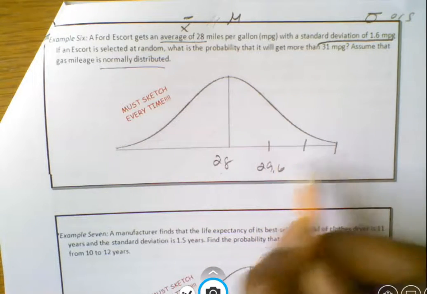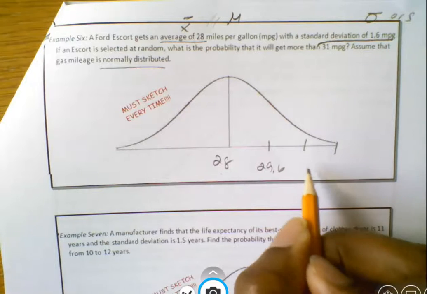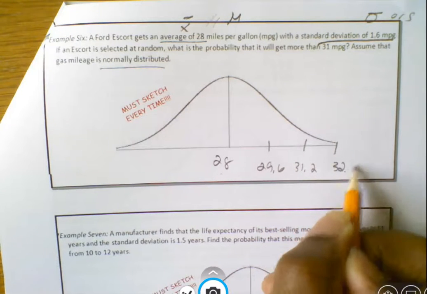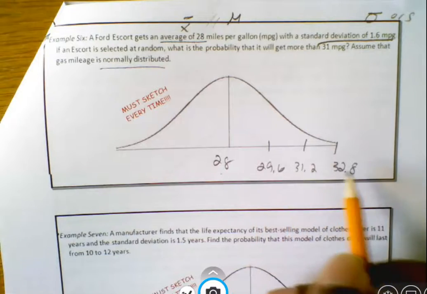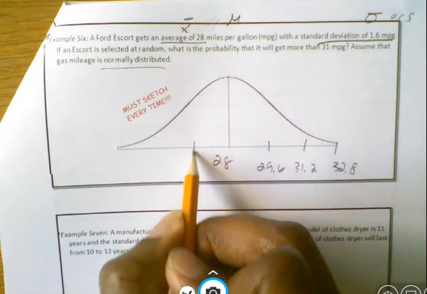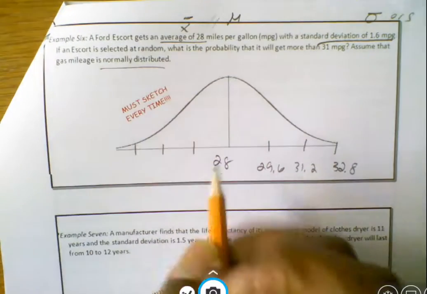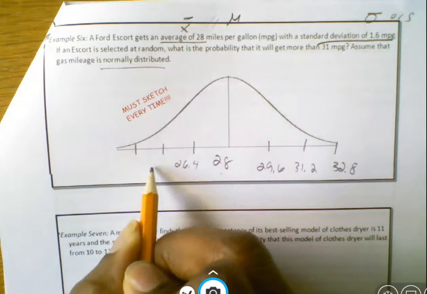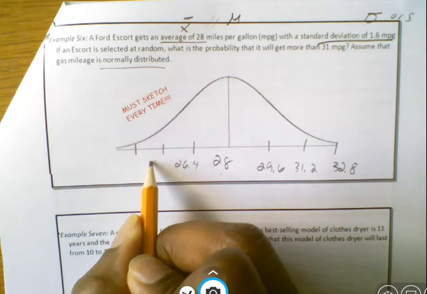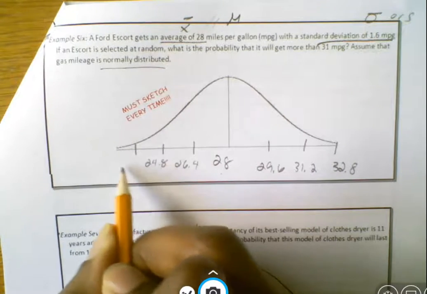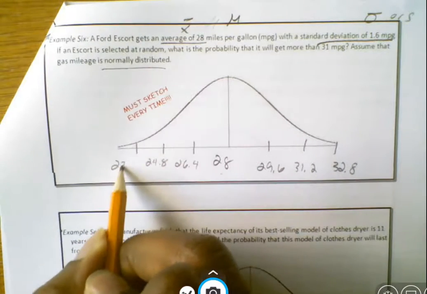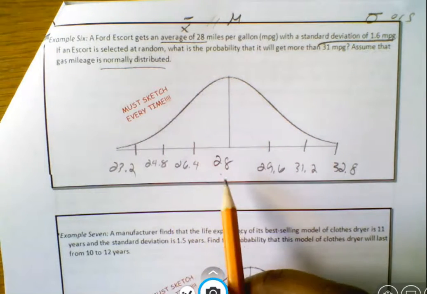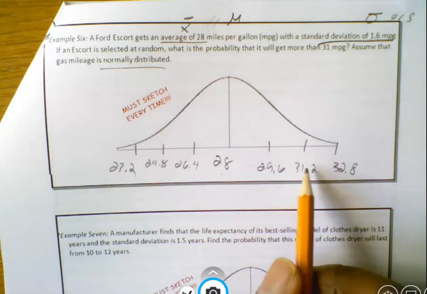You add it again, and you get 3 standard deviations to the right. After that, it's 31.2 and then 32.8. So I've added over 3 standard deviations to the right. Going to the left, that's 1, 2, and 3 standard deviations. 1 standard deviation to the left is 26.4, and then it is 24.8, and then another standard deviation is 23.2. So that's our graph with the mean and standard deviations shown.